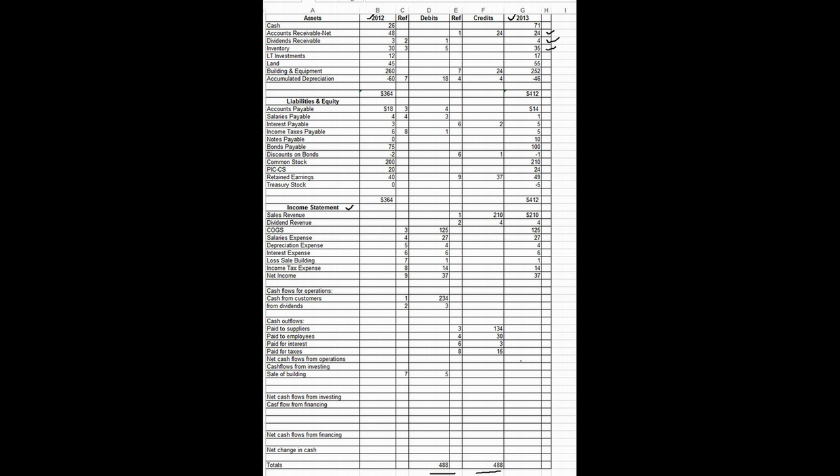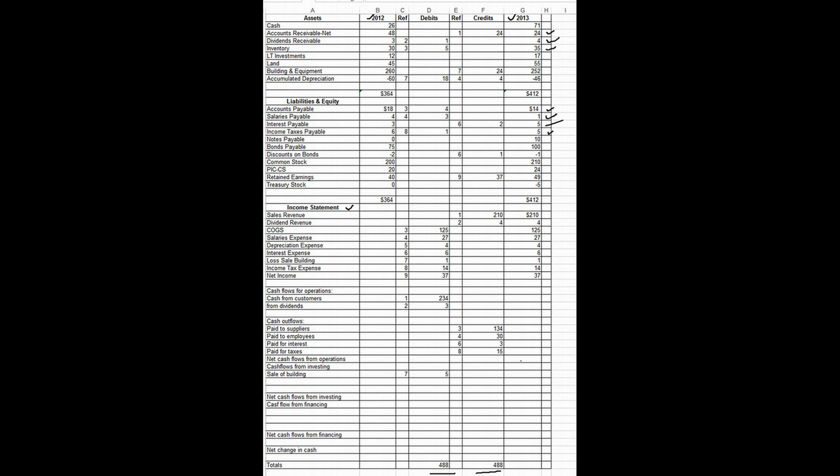Long-term investments is not current, so dropping down to current liabilities. 18 minus 4 is 14. Salaries payable 4 minus 3 is 1. Interest payable 3 plus 2 is 5. Taxes payable 6 minus 1 is 5. And notes payable is long term. So I'm all right there.